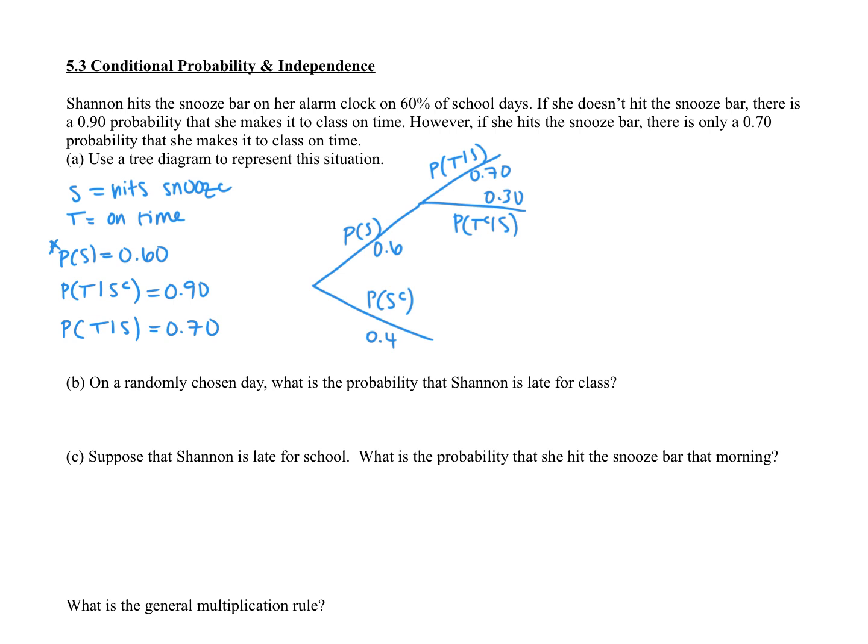So then if she doesn't hit snooze, again, either she's on time or she's not. Similar idea, except this time it's given she didn't hit snooze. Either she's on time or she's late. And again, we should know one of those. T given S complement is 0.9, which means this one is 0.1.